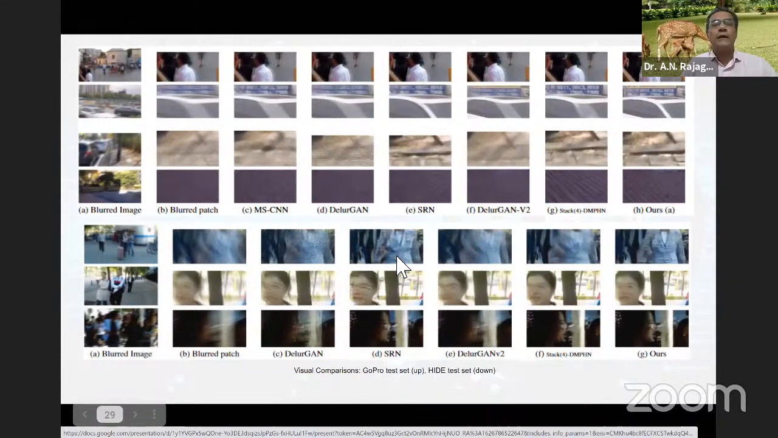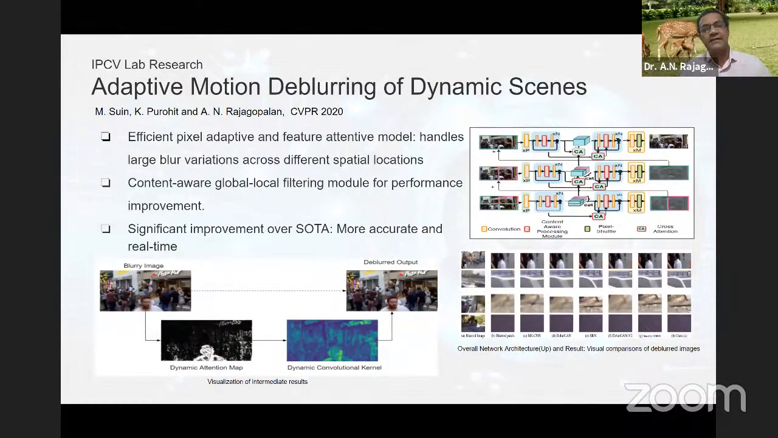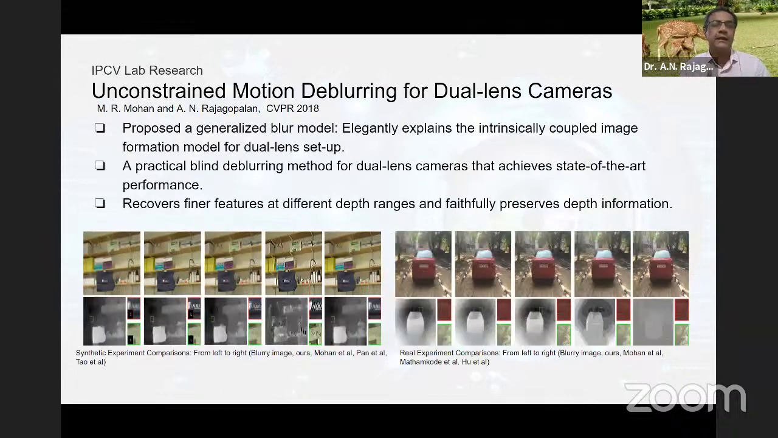Now, the next one I want to talk about is unconstrained motion deblurring. This is a CVPR 18 paper. We all know that cameras these days come with multiple lenses, not just two; you can have three, four, and so on. And therefore, one wonders what one does. If you had a blurred picture again, the second work is also related to motion deblurring. The idea is that you could take just one image and try some kind of deep learning, but given that you have a depth-dependent blur, you could actually utilize the second image also.